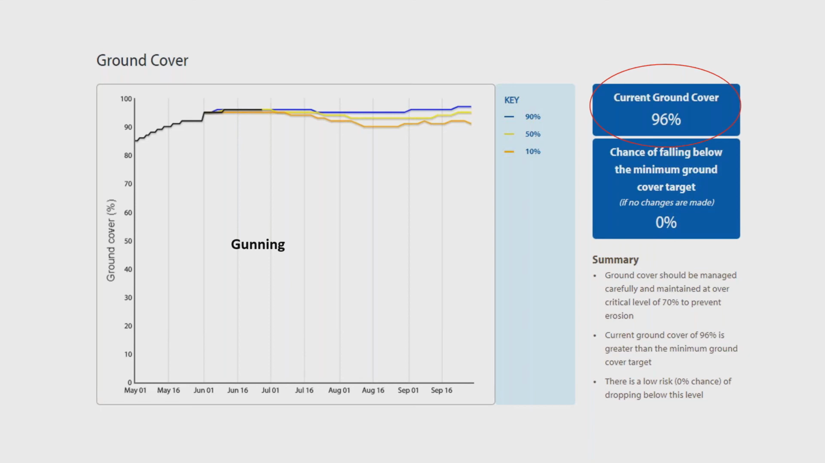If we look at this example from the Gunning site, you can see that ground cover is currently, with the black line, sitting around 96%, which is shown over on the summary on the right hand side. And all these tactical lines are very close together, and well above this 70% minimum benchmark that we set. So this is indicating, as you would expect, that the ground cover at this site is in a very robust position.